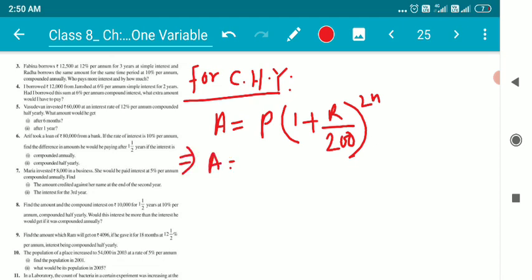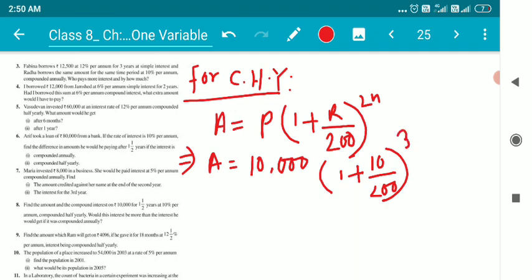The amount is equal to principal, which here is rupees 10,000, into 1 plus r, which here is 10 by 200, whole to the power 2n. 2n means the number of 6 months. So here 1.5 years has the number of 6 months 3. 1.5 years means 1 year is 2 six-months, and a half year means 1 six-month, so 3 six-months. So let us have a discussion on it.